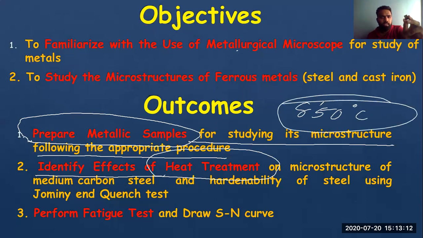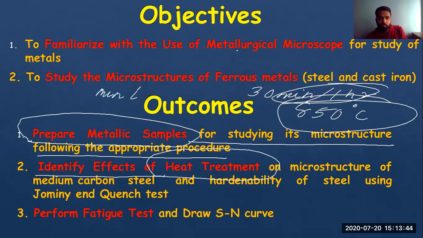Suppose you heat it up in a furnace up to 850 degrees Celsius. What you do next is you keep this metal in the furnace and heat it up to 850. After heating it up to 850, you hold it. Suppose you hold it for 30 minutes or for 1 hour, based on your requirements. Why do you hold it? You hold it so that the temperature gets uniform from the outer surface to the inner surface. To have uniformity of temperature throughout, you try to hold it for a minimum time, and that minimum time lasts from 30 minutes to 1 hour.